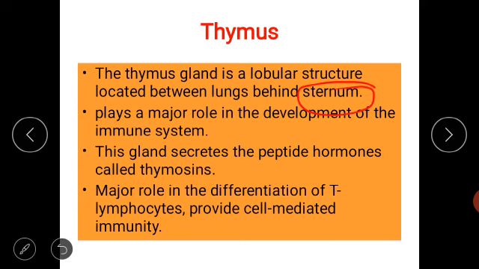This gland secretes the peptide hormone called thymosin. The hormone produced by the gland is called thymosin. It has a major role in the differentiation of T lymphocytes, which provides cell mediated immunity. So when thymosin is produced by the thymus gland, it controls the production of the T lymphocytes. And the major role of T lymphocytes is to provide cell mediated immunity to the human.